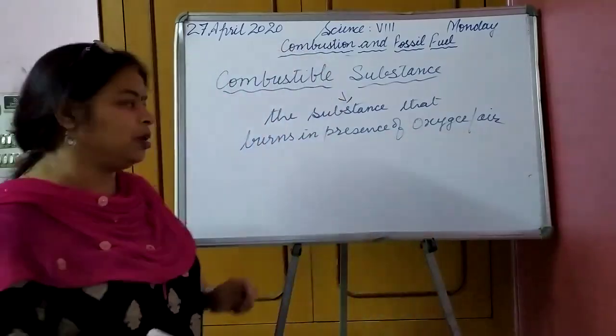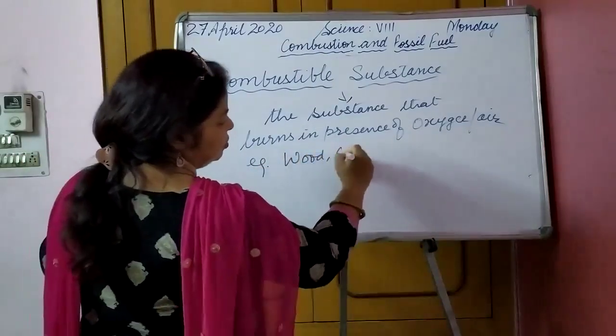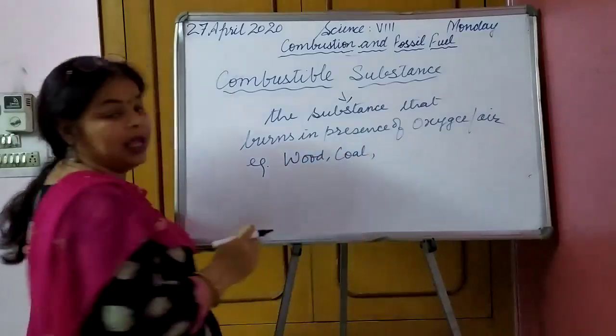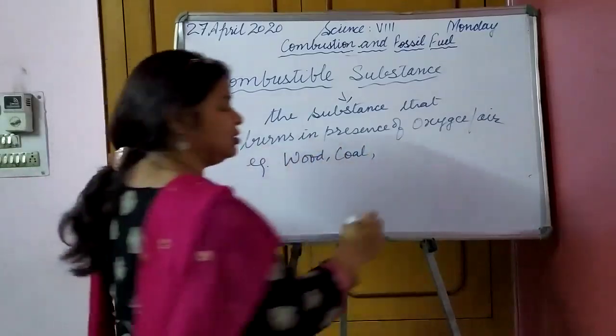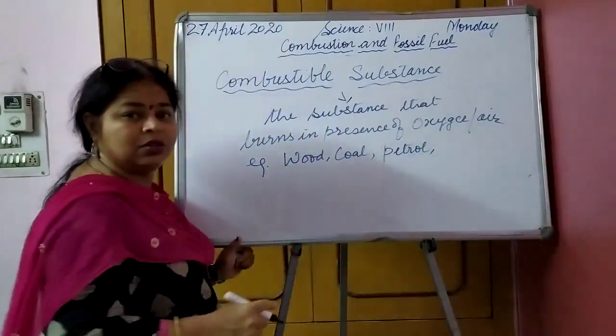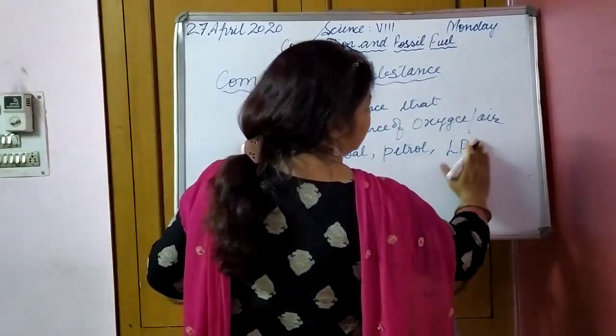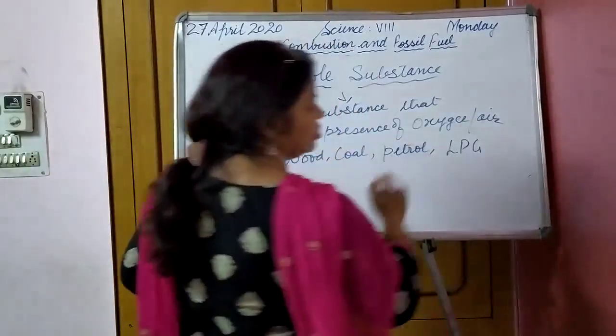So what can be the examples? Examples like wood, coal. Any other example that is coming to your mind? That is petrol. What do you use in the kitchen to cook food? That is LPG. We are going to study about all these also.